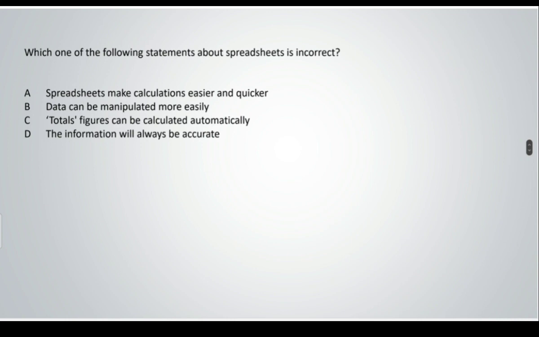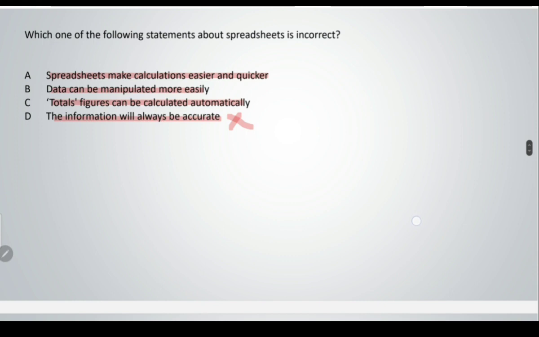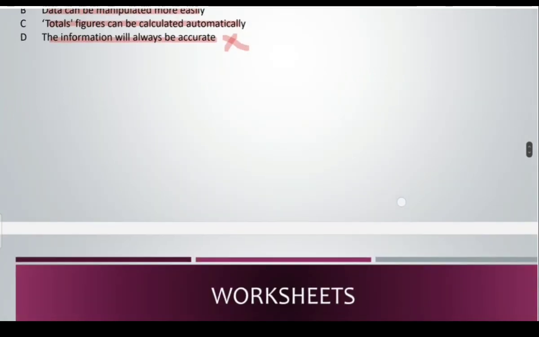Now question is, which one of the following statements about spreadsheet is incorrect? Spreadsheet makes calculation easier and quicker. It is true. Data can be manipulated more easily. It is also true. Total figures can be calculated automatically. जी बिल्कुल ठीक, क्योंकि आप फार्मूला जो है एंटर करके ये कर सकते हैं. But the information will always be accurate. Information always accurate होगी. This is not true. So this is our answer, that which one of the following statements about spreadsheet is incorrect.